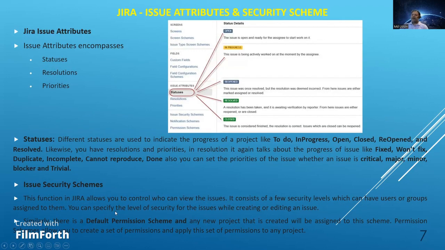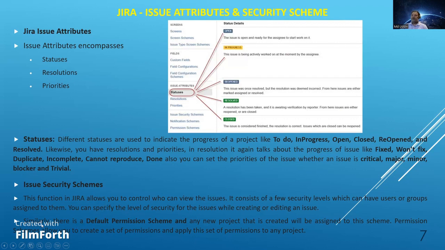Issue security schema. This function in Jira allows you to control who can view the issues, right? Security means giving permission on who can view your issue or who can work on that issue or modify the issue. It consists of a few security levels which can have users or groups assigned to them. You can specify the level of security for the issues while creating or editing an issue. So by giving the security, you can block someone from seeing or modifying the issues, or you can provide the permission to create the issue or modify the issue, or change the information within the issue.